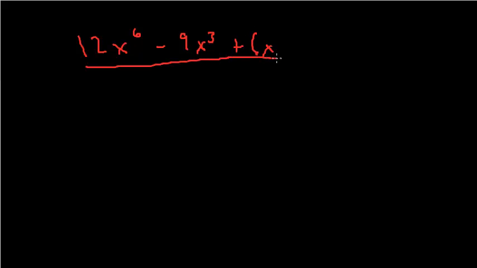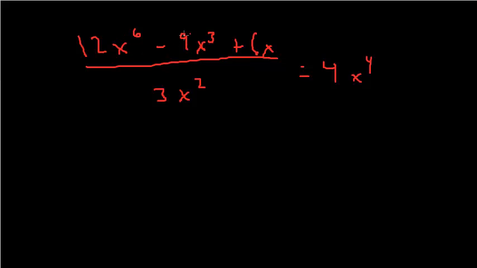Let's also try this with 12x to the 6th minus 9x cubed plus 6x all over 3x squared. Now, when I have something like this, each term in the numerator is being divided by the denominator. So I can simplify this, right, by focusing on each term one at a time. Right, my 12x to the 6th divided by 3x squared. I take 12 divided by 3, which gives me 4. X to the 6th over x squared gives me x to the 4th.